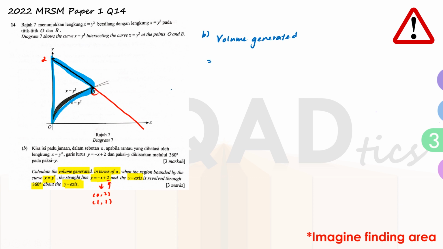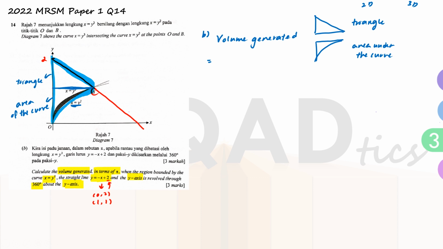So what I will do is I will separate this region into 2 parts from point B. And you can see that this is a triangle and this is the area under the curve. And now we transform these 2D shapes into 3D shapes by imagining these shapes rotating around the y-axis.